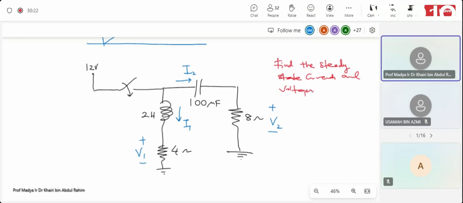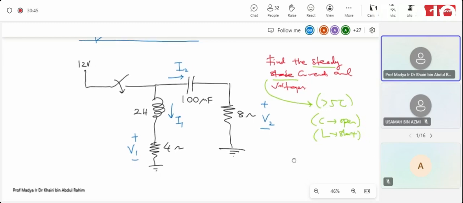Okay, always remember, steady state means it's more than 5 tau. Capacitor becomes open, inductor becomes short. Okay, try this. What's I1, I2, and V1 and V2?